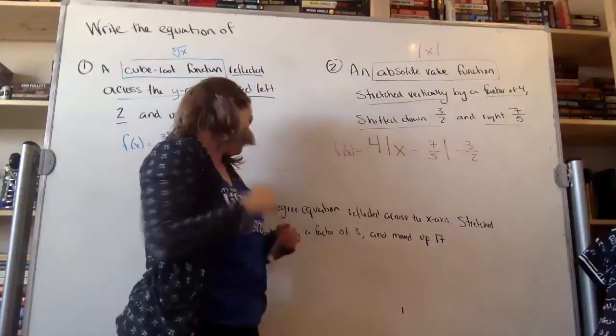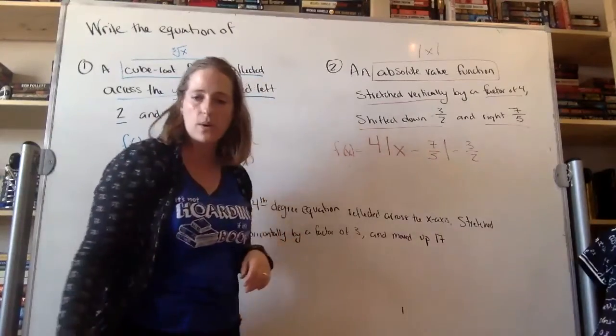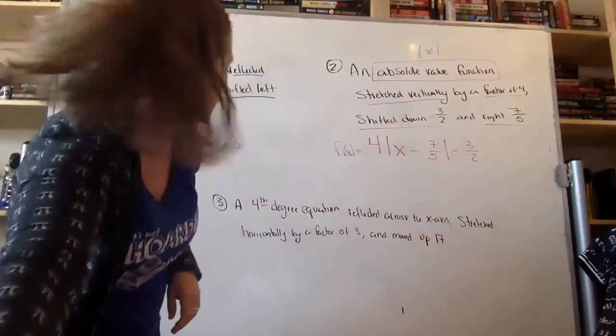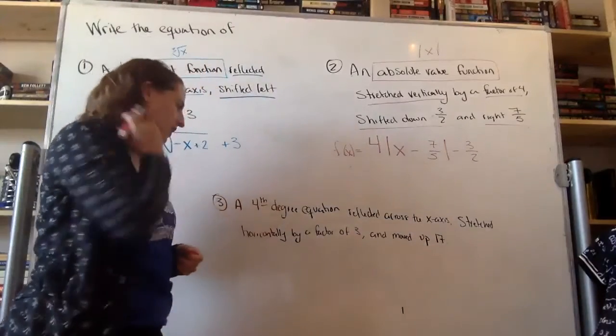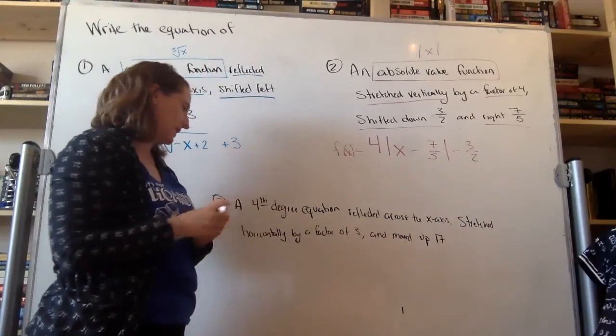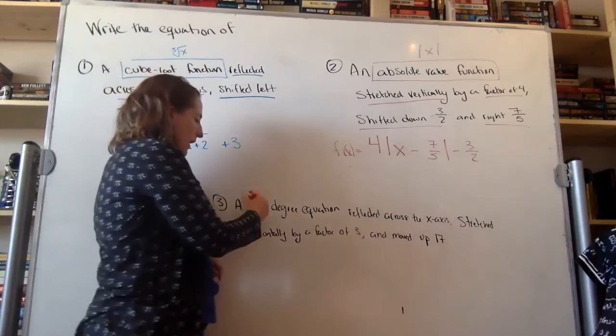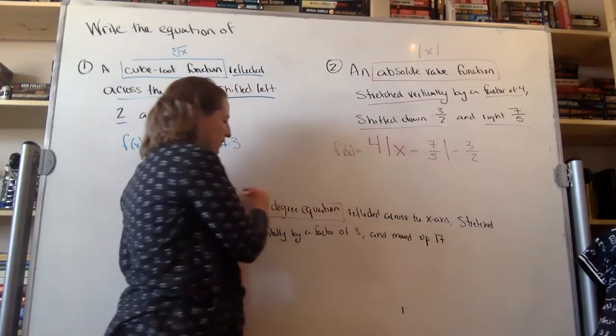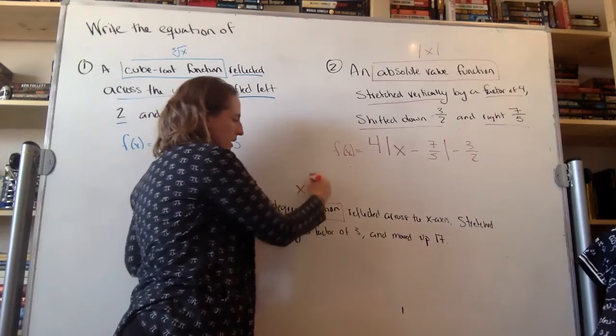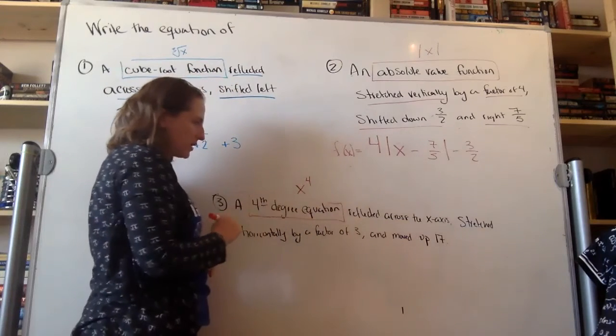All right, last one down here. A 4th degree equation reflected across the x-axis and stretched horizontally by a factor of 3 and moved up 17. Okay, so the basic function shape is 4th degree. 4th degree means x to the 4th. So there's our starting point.